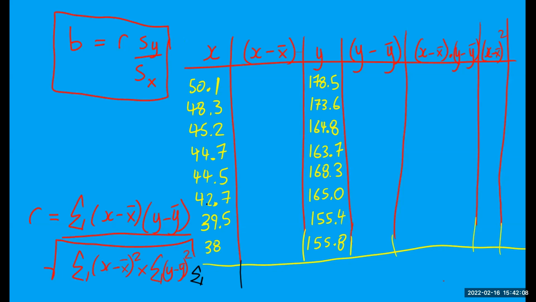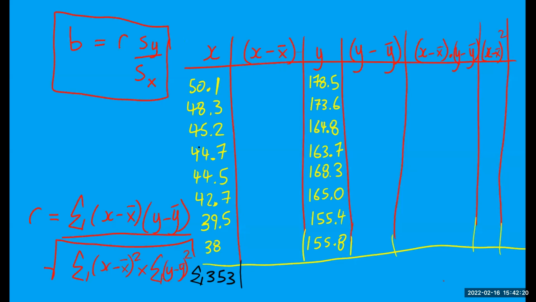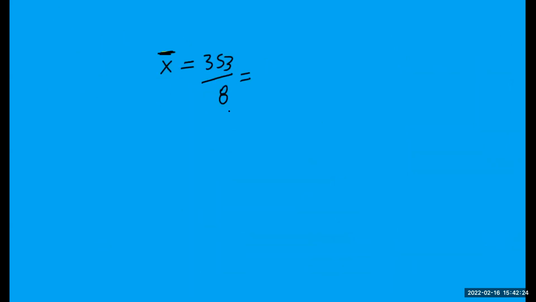About 353. All right, that is it. 353. Now, 353 divided by 8. Divide it by 8 for me. 44.125. I'll just say 44.1.